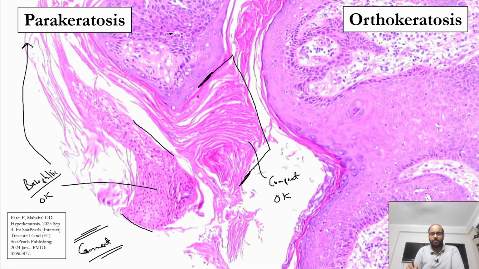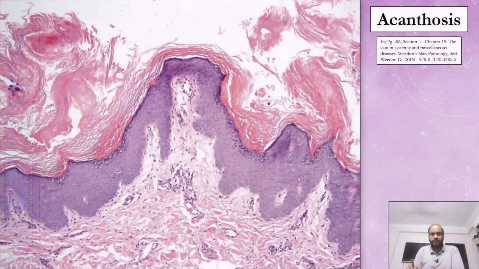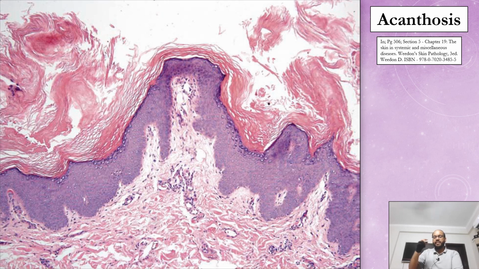Okay, so let's move forward. Now this is acanthosis, the second reaction pattern after hyperkeratosis. In hyperkeratosis, what actually happens is that you have an increase in thickness of the stratum corneum. In acanthosis, the entire epidermis is thickened. So there is increased thickening of the entire epidermis, or multiple layers of the epidermis.